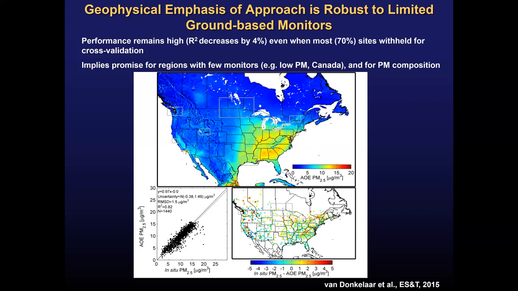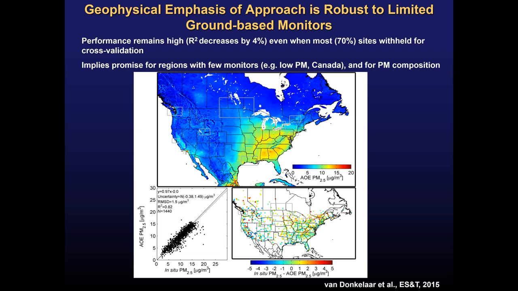The result of those different activities yields different surfaces, shown here initially for mass. And those mass estimates exhibit a high degree of consistency with ground-based monitors. The R-squared is around 0.8.